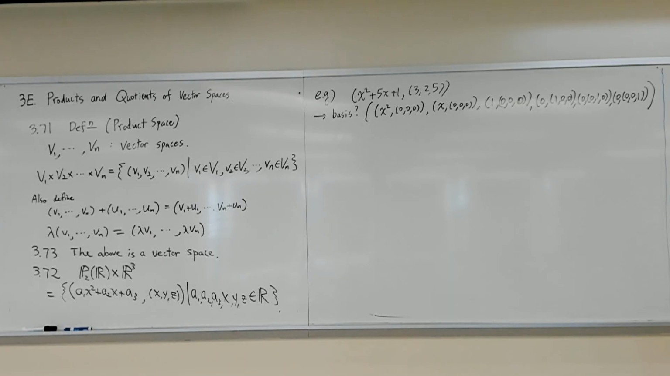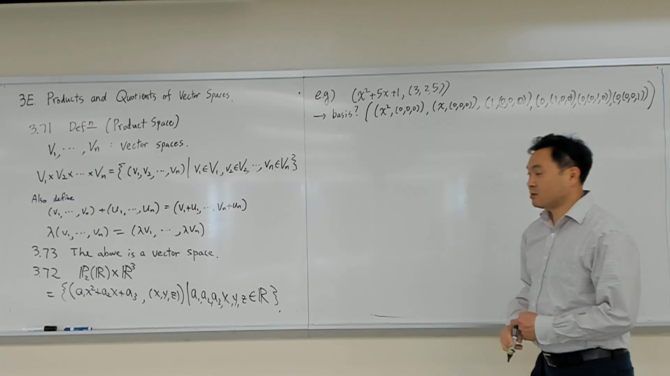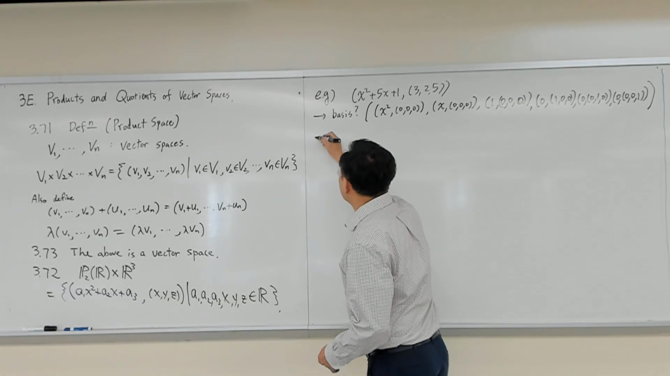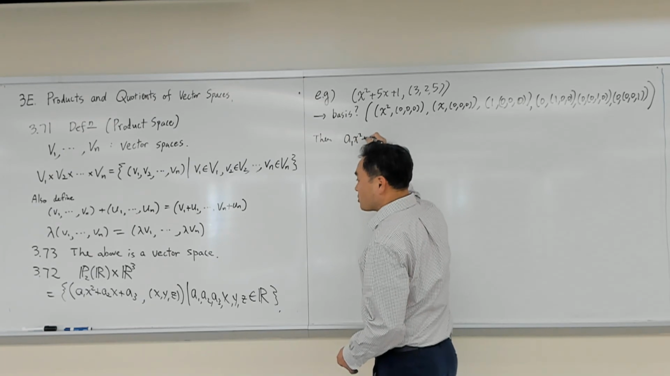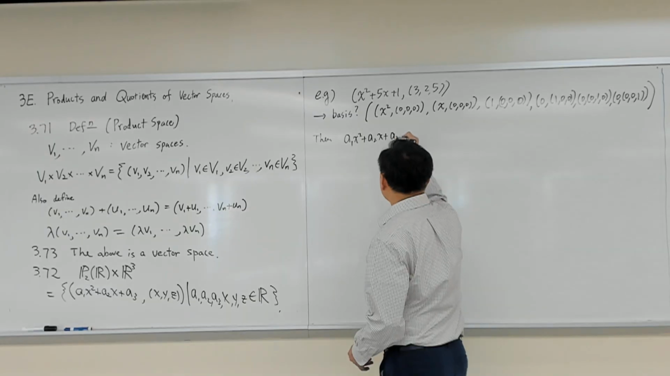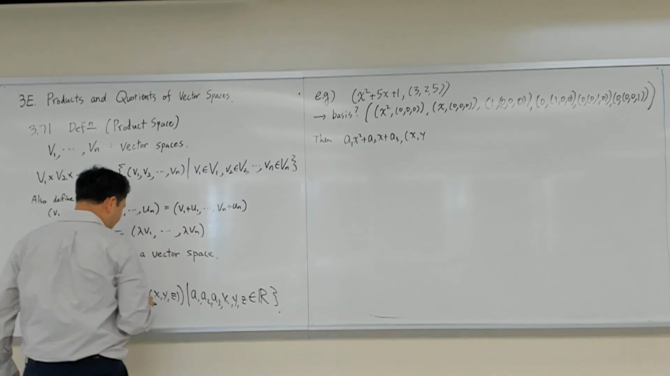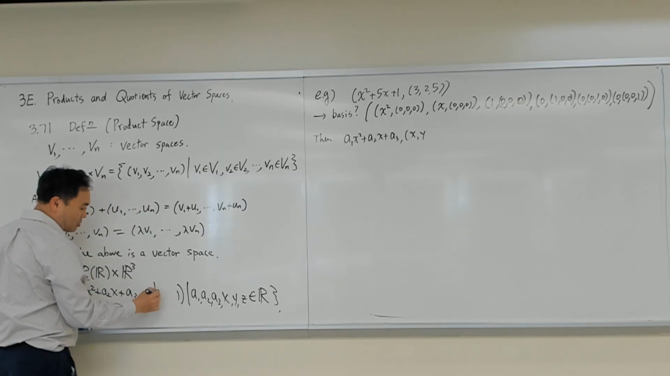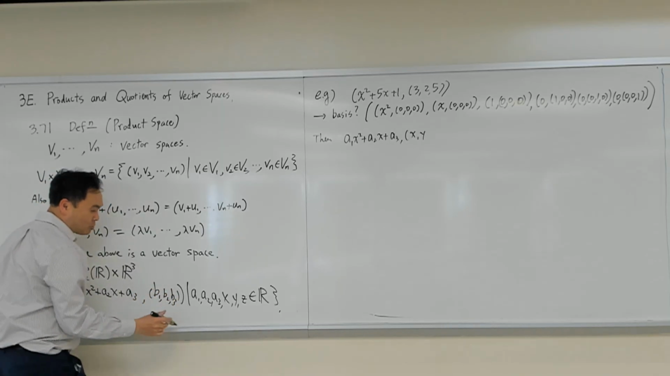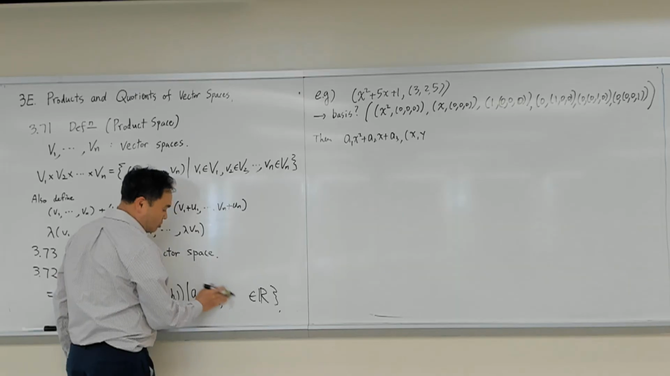How do you know anything in this space is in the span of that? How do you know? Well, take a generic element: (a1 x squared plus a2 x plus a3, x, y, z). Oh, sorry, I shouldn't be using x, y, z here, because I'm using x here, right? Sorry about that, but let's put b1, b2, b3. I was being careful, I'm sorry.